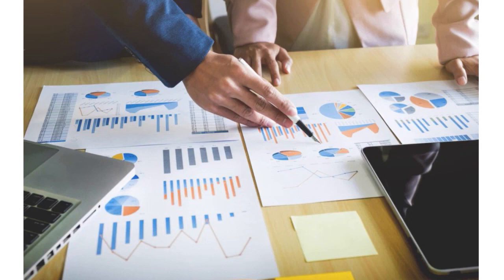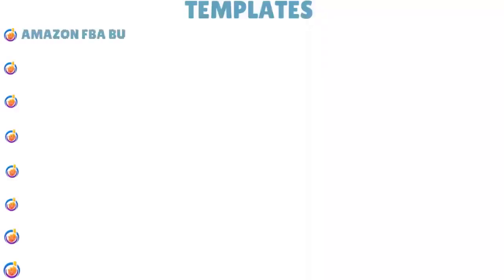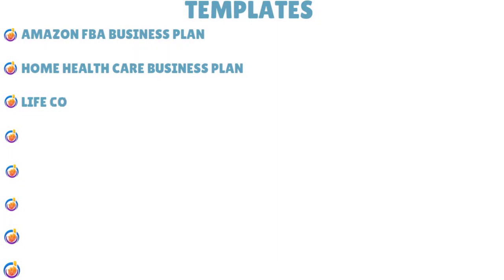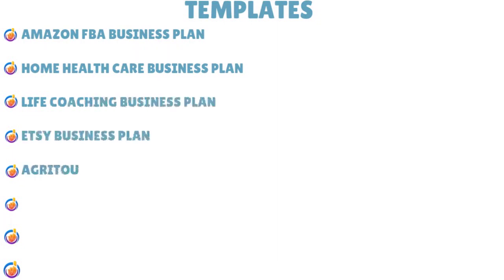I mean, so 50% or 70% of the work is already done for you. So the canvas is there, the foundation is there, the fulcrum of your business plan is already there. Now it's just for you to, I would say, customize things, okay? And so you have a constellation of business plans templates. So you have Amazon FBA business plan, a home healthcare business plan, live coaching business plan, Etsy business plan, agri-tourism business plan.